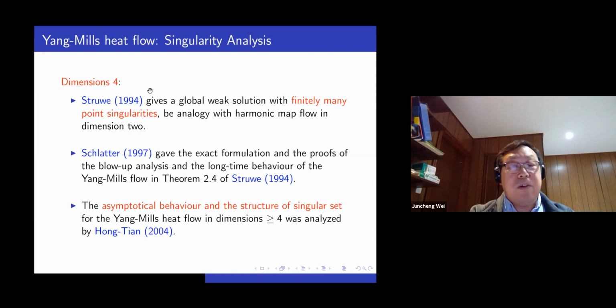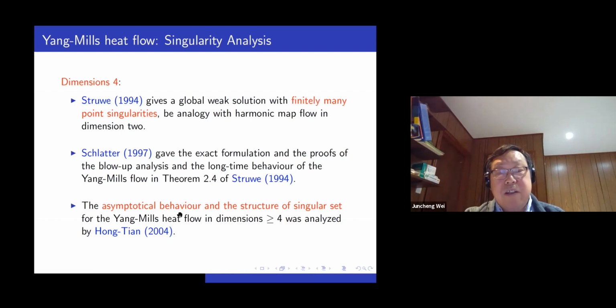So in dimension 4, Wei in 1994 proved a global weak solution with finitely many point singularities. And so this is the analog of the Harmonic Map Flow in dimension 2. So you have a global weak solution for the Yang-Mills flow. And Shinata in 1997 gave the exact formulation and a proof of bubble analysis and the long-time behavior of the Yang-Mills flow in the Schul's theorem.